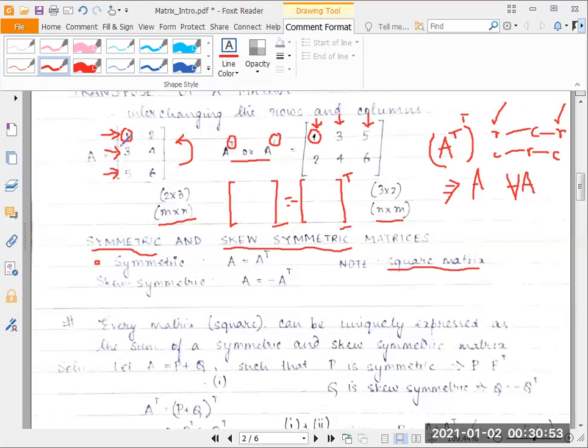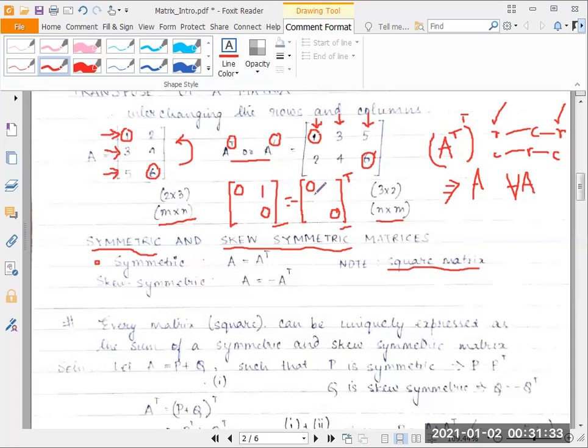Now, by the definition of the matrix, this element does not change its position. But we have to put an element here such that we have the negative of that element. 0 is the only number that fulfills this criterion, because negative of 0 is still 0. The same logic is applicable in this position as well. So the diagonal elements of a skew-symmetric matrix are always 0, because that is the only way in which we can fulfill this property.